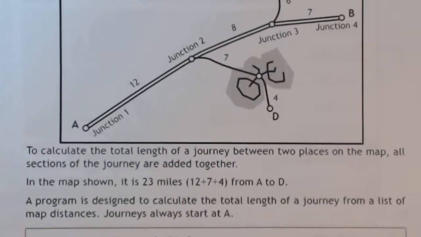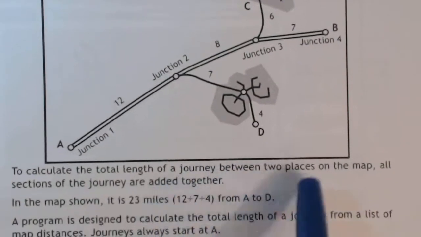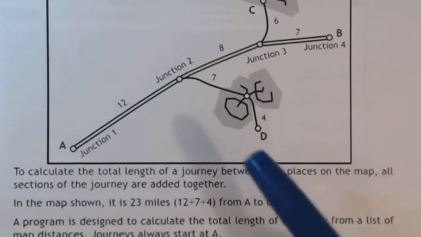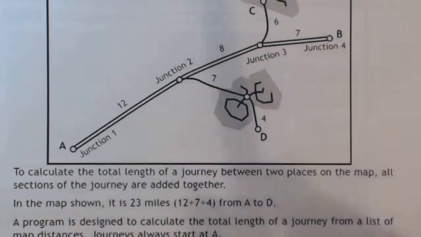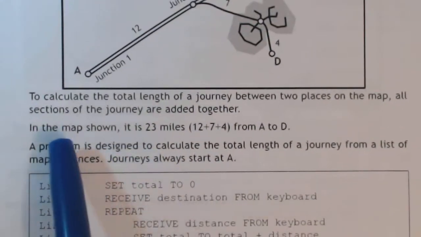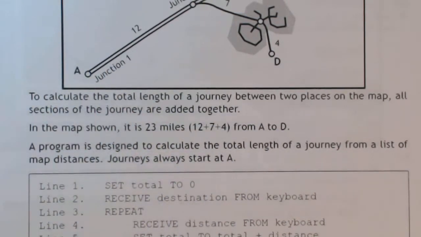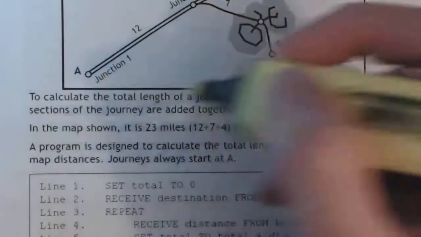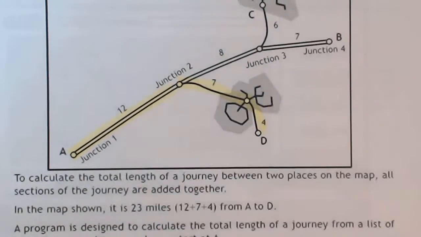Right, looks a bit complex, but when you actually get the hang of it, you'll be fine. So here's a wee roadmap, and then a calculation. Basically, it just calculates the journey between these points A and B and C and D. And it just says here the map is showing 23 miles, so how you get from A to D. Okay, so that's 23 miles. So 12 plus 7 plus 4, that's 23. Just in case you didn't believe it.